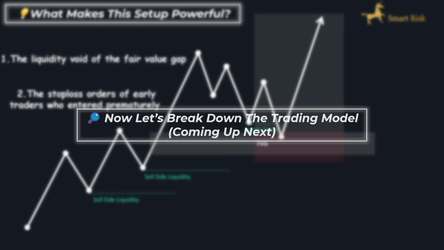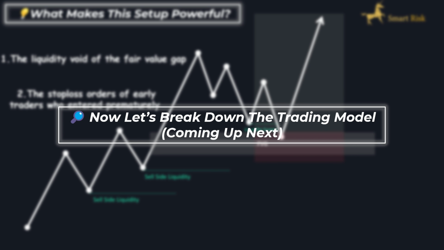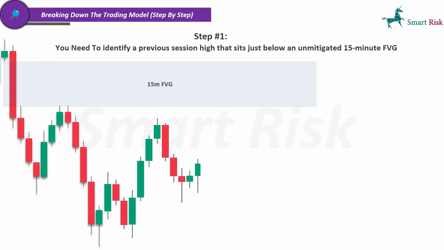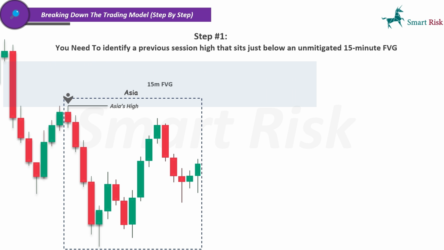Now let's break this setup down step by step and see exactly how to execute trades with it. To take advantage of this powerful setup in a bearish scenario, the first step is to identify a previous session high that sits just below an unmitigated 15-minute fair value gap. For example, if you're trading the London session, you want to focus on the Asian session high that forms right below a 15-minute unmitigated fair value gap.